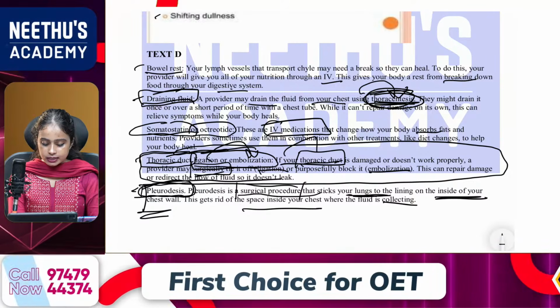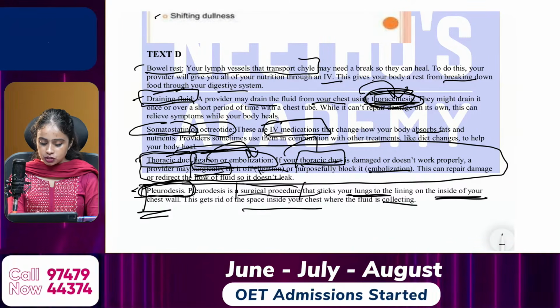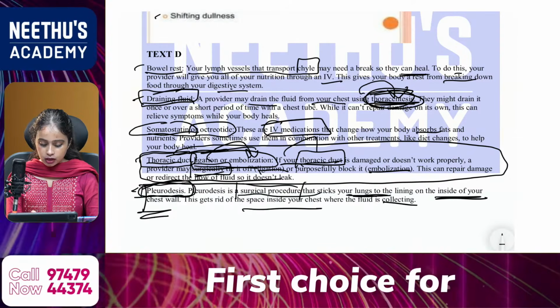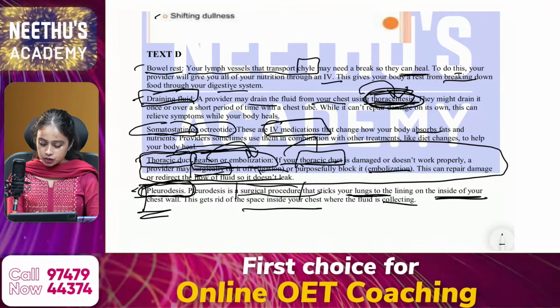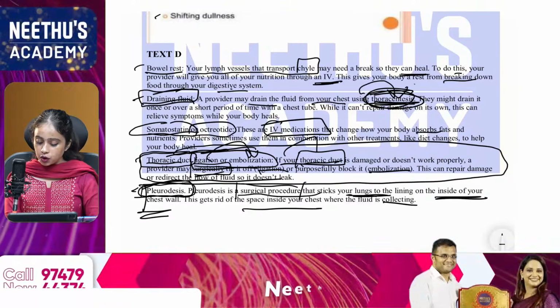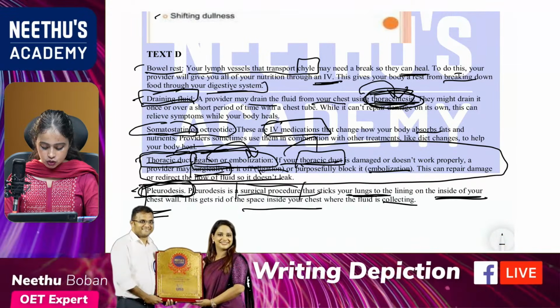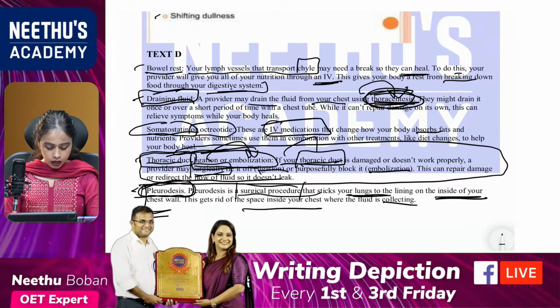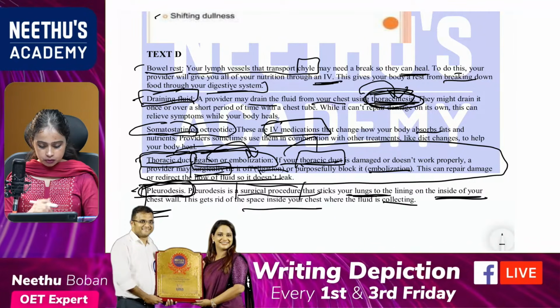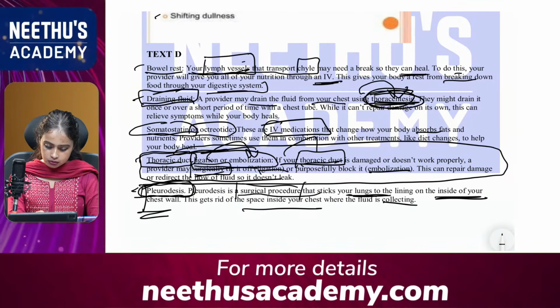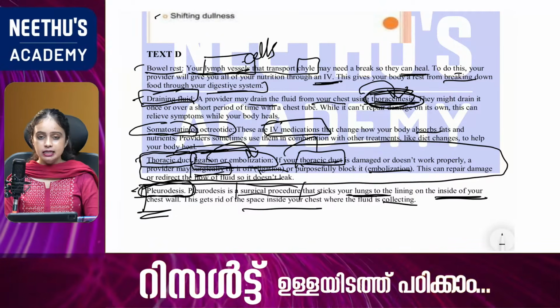Okay, so bowel rest. Your lymph vessels that transport chyle may need a break so they can heal. To do this, your provider will give you all of your nutrition through an IV. This gives your body a rest from breaking down food through your digestive system. So what is your answer? Any idea? Answer should be lymph cells, not lymph vessels. Again, there is a mistake. It is lymph cells, lymph cells.